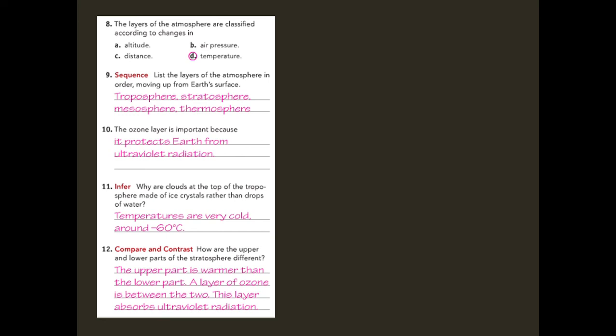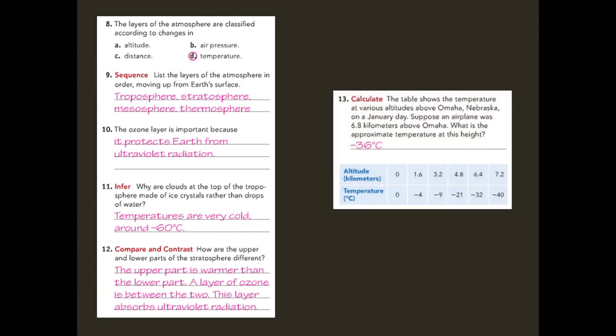Number 12. Compare and contrast. How are the upper and lower parts of the stratosphere different? This is pretty interesting. The upper part is warmer than the lower part, and a layer of ozone is between the two. This layer absorbs ultraviolet radiation. That is pretty clear right there.